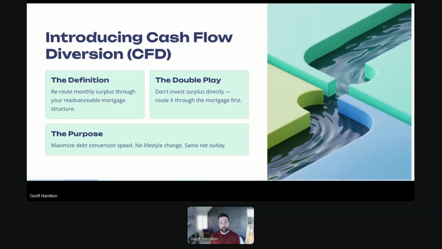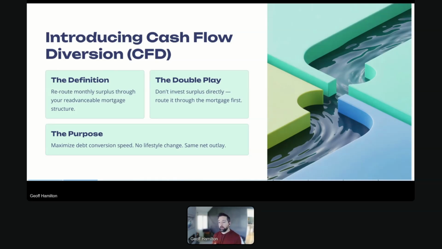Now, if you haven't watched the videos enough to know what a readvanceable HELOC is, you should definitely go through the videos and learn that. I go through it in detail in the course, and it's of paramount importance for any part of the strategy. You'll need to understand that to comprehend how this all works.